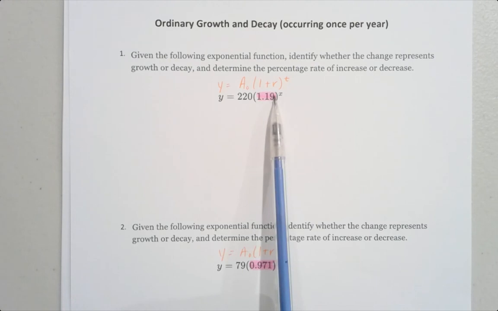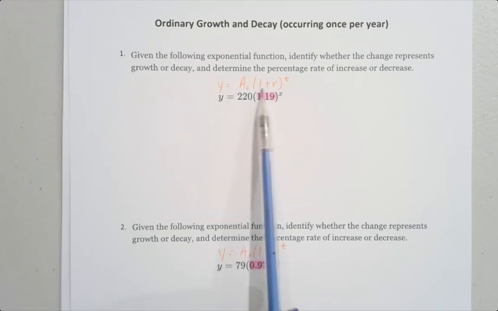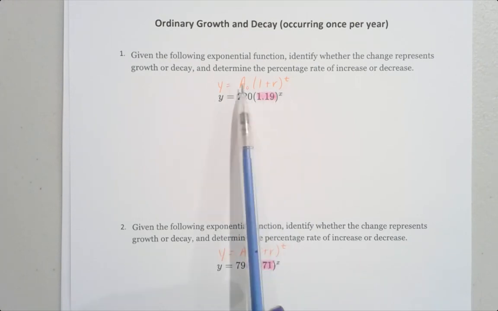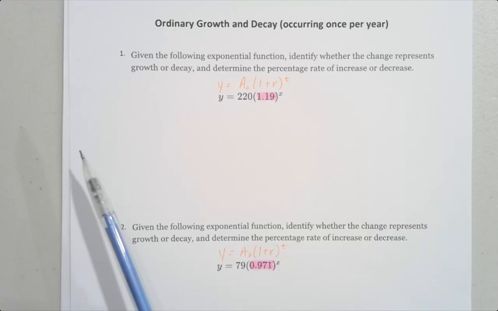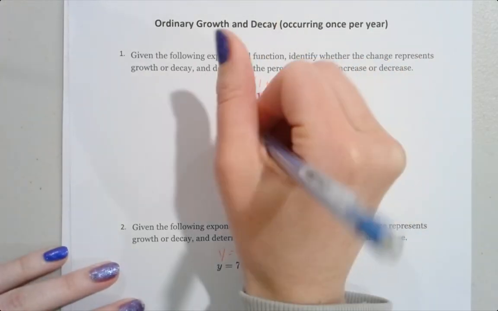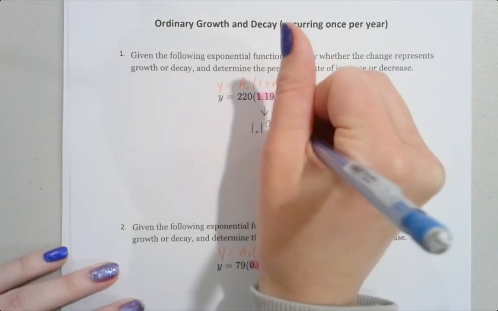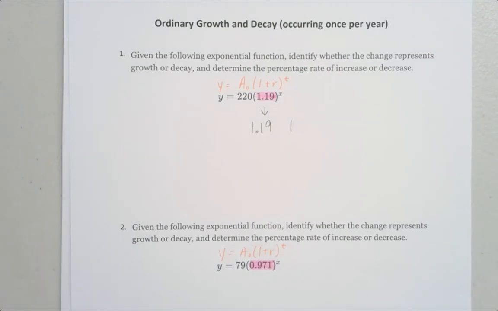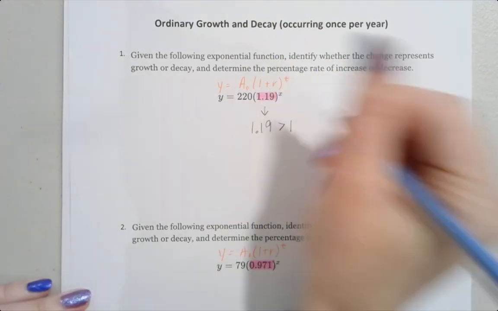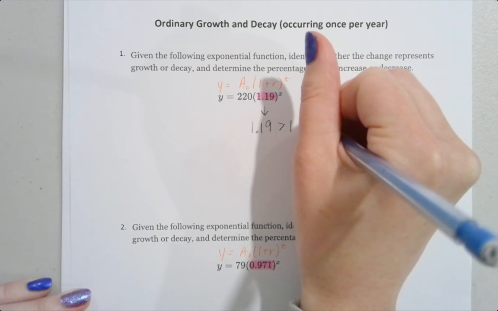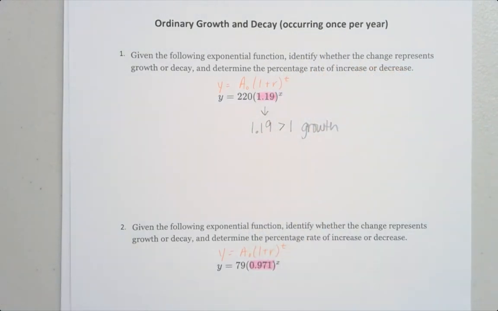All we need to look at is this guy right here. And I've written our formula across the top so it's a little easier to identify kind of what's what and line it up. But this number right here, 1.19. 1.19, how does that compare to 1? Is that larger or smaller than 1? If you said larger, you are correct. So that means that this is representing growth.